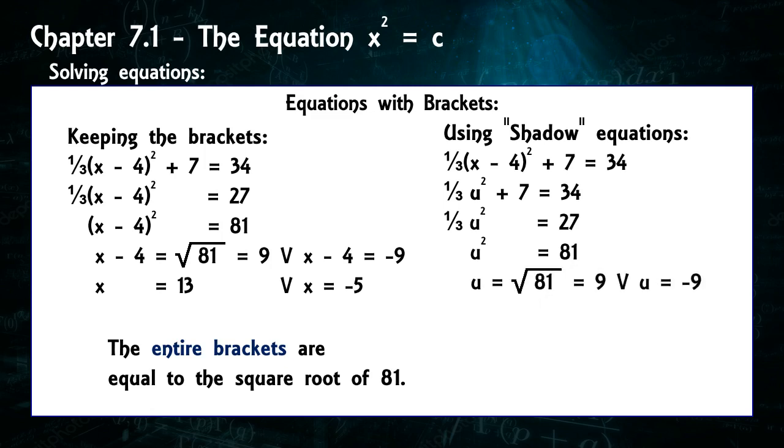We now have the line u is 9 or u is minus 9. As u was substituting for x minus 4, we replace the u for its original format and receive x minus 4 is 9 or x minus 4 is minus 9. We add 4 to counteract the minus 4 and end up with the 13 and the minus 5 as we did before. And with that, we've reached the end of this paragraph.